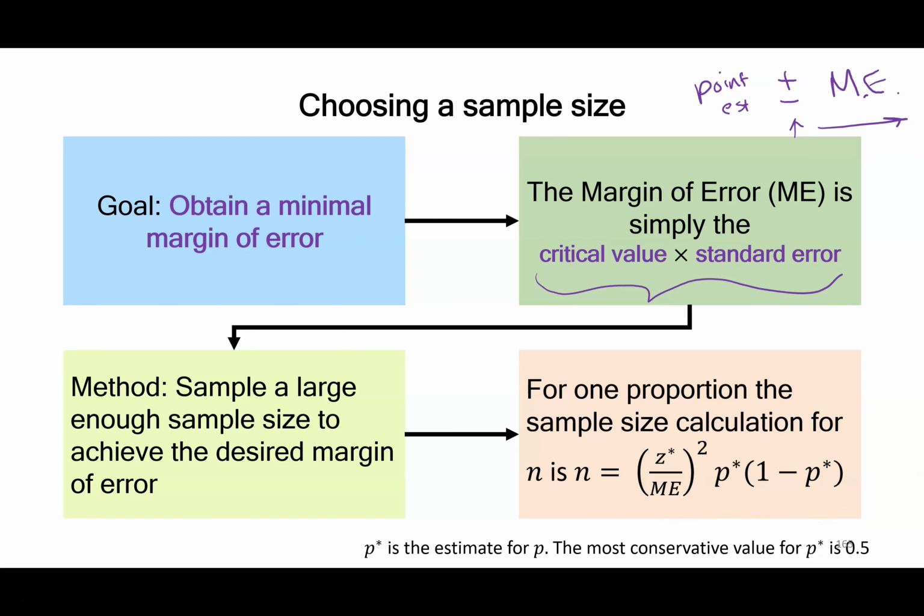So p star is going to be your best guess. So if you have no sample information, your best guess is going to be 0.5 or 0.50. That is just the most conservative guess you can guess. If you have sample information, use p hat. p hat's going to be your best guess if you have sample information.